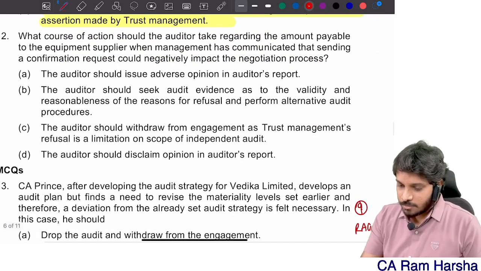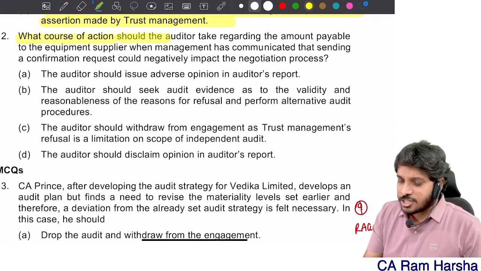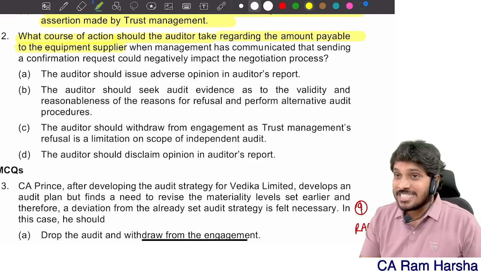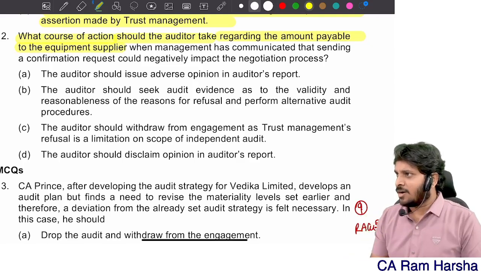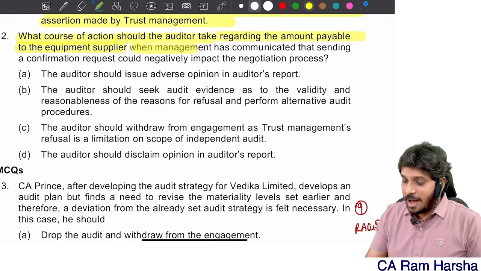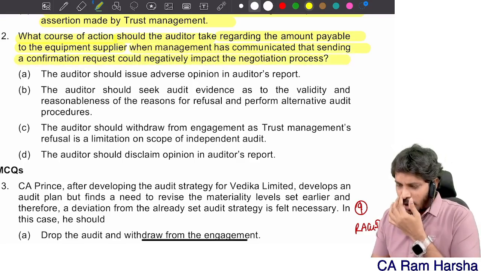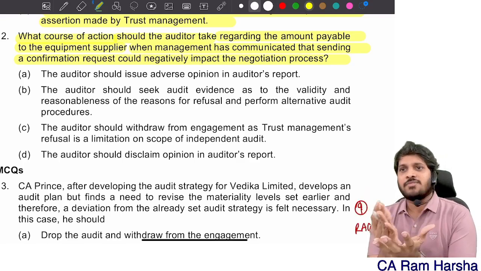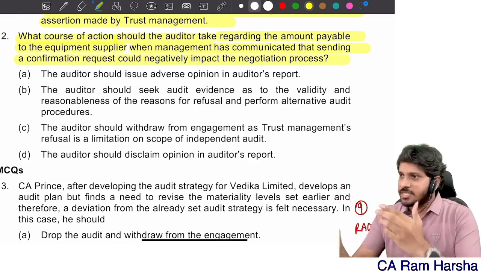Next. What course of action should the auditor take regarding the amount payable to the equipment supplier? Creditor, 50 lakhs outstanding, 2 years outstanding, yes or no? When management has communicated that sending confirmation could negatively impact, what action should the auditor take? First ask whether there is a valid reason. If so, I have to perform alternative procedures and get the evidence.